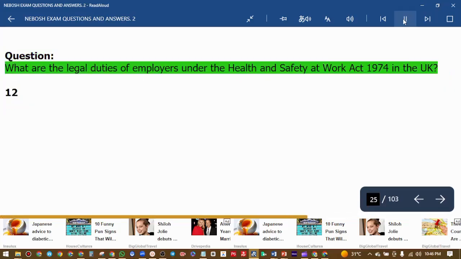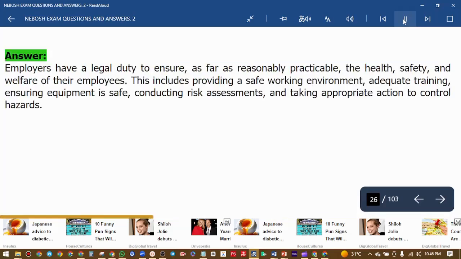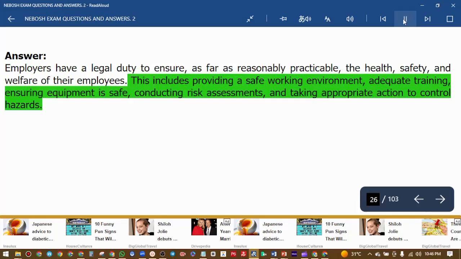Question 12. What are the legal duties of employers under the Health and Safety at Work Act 1974 in the UK? Answer. Employers have a legal duty to ensure, as far as reasonably practicable, the health, safety, and welfare of their employees. This includes providing a safe working environment, adequate training, ensuring equipment is safe, conducting risk assessments, and taking appropriate action to control hazards.